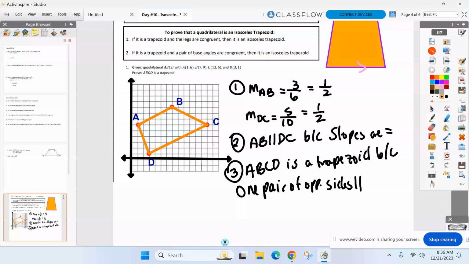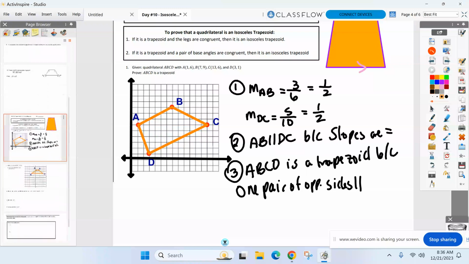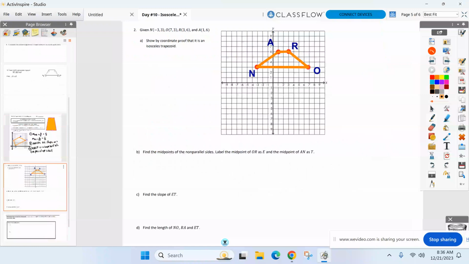All right, questions there? The odds are pretty slim I'm going to ask for a trapezoid. The odds are probably a lot greater of me asking for the isosceles trapezoid. Prove isosceles. Same proof, extra step. Okay, same proof, extra step. So go ahead, throw down Nora.